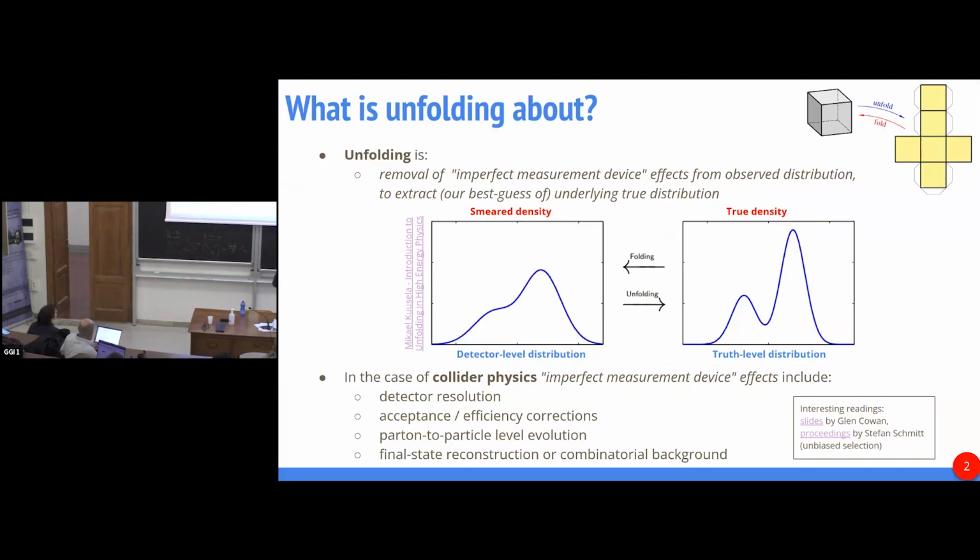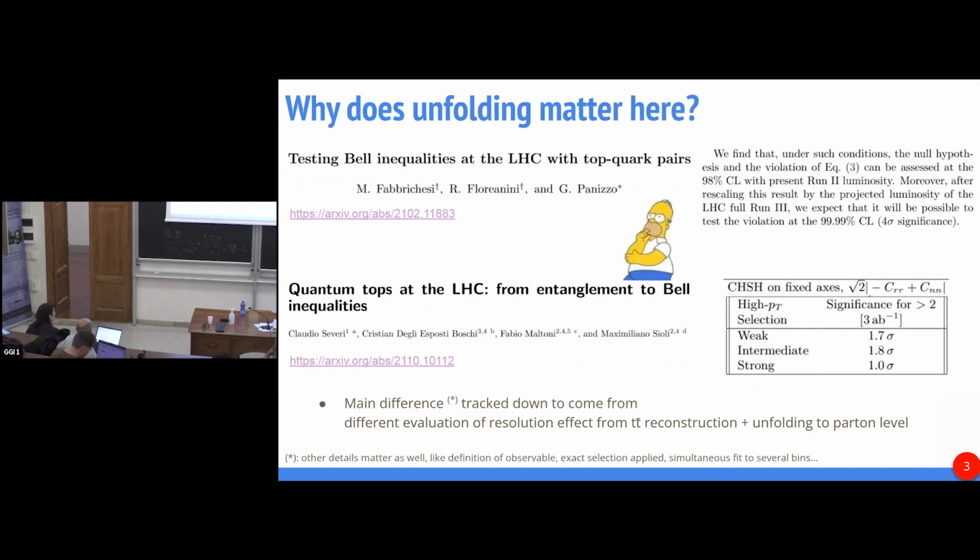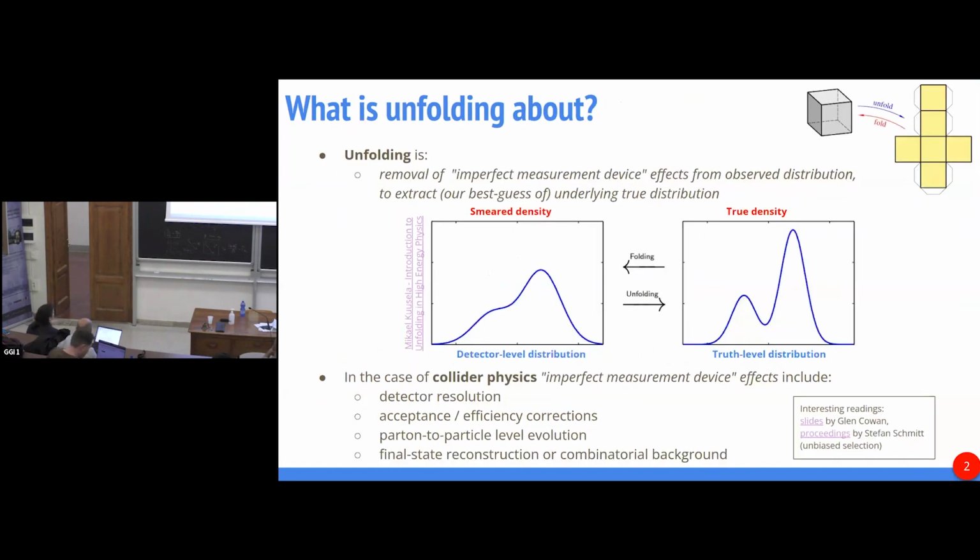So let's first of all introduce what we mean by unfolding. The upper part is supposed to be something more general, valid everywhere. By unfolding, we mean going back from a distribution that is smeared by some effects to try to get rid of these smearing effects. This is what we call unfolding. Of course, the opposite, by analogy, we call folding. By folding, in the rest of the presentation, I mean we take the true distribution and pass it through the effect that is creating the smearing.